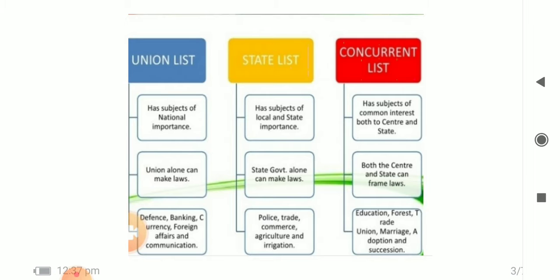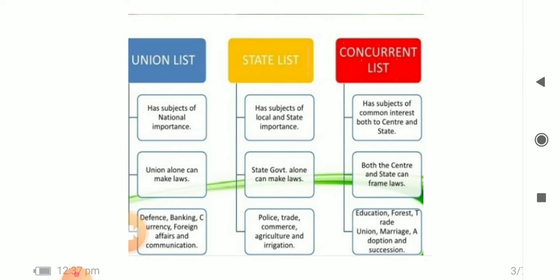The state list contains 59 subjects of state and local importance, such as police, trade and commerce, agriculture and irrigation. The state government alone can make laws relating to the subjects mentioned in the state list. The third list, that is the concurrent list, contains 47 subjects of common interest to both the union government as well as the state government, such as education, forest, trade union, marriage, adoption, succession, etc. Both the union as well as the state government can make laws on the subjects mentioned in this list.